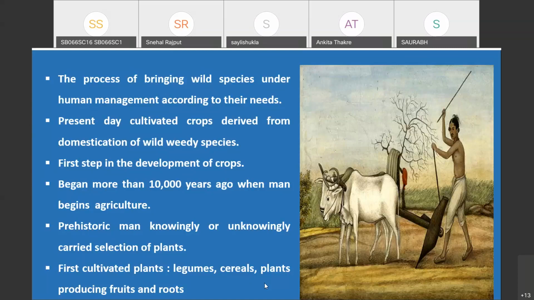Okay, prehistoric man knowingly or unknowingly carried out certain types of selection, depending upon the characteristics that made the plant suitable for their need.